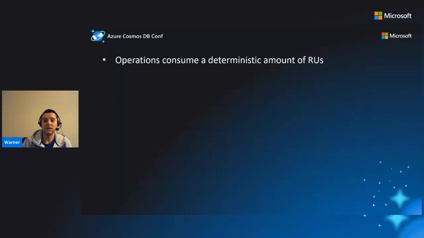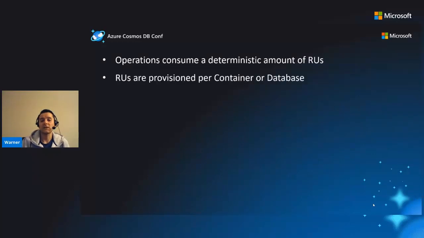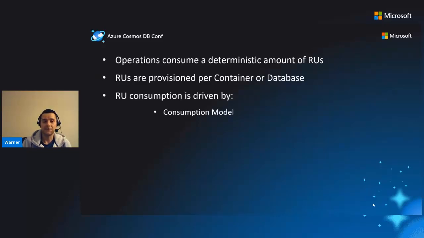Another thing you need to understand is that operations consume a deterministic amount of request units. That means that if your operation stays the same and your data stays the same, then your request unit cost for that particular operation will stay the same as well. And then RUs can be provisioned in two different ways. They can be done per container, and I'll go in a second a little bit deeper about what the container is, or they can be provisioned at the database level. And when they are at the database level, they can be shared by the different containers.